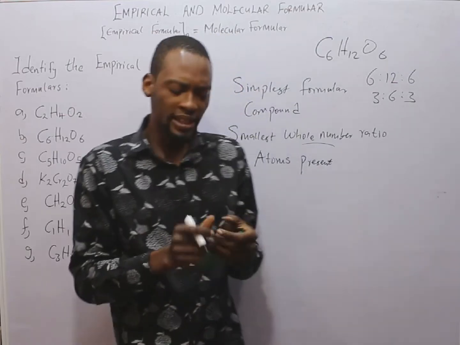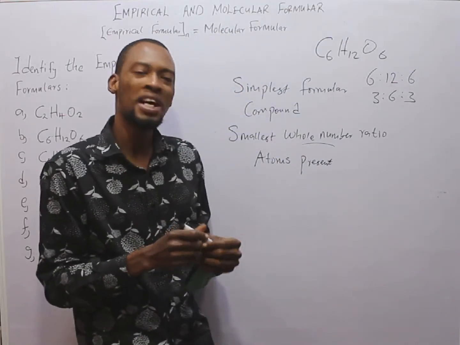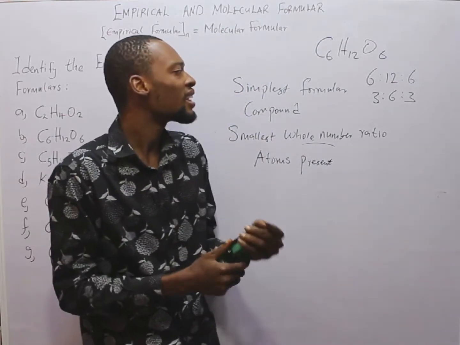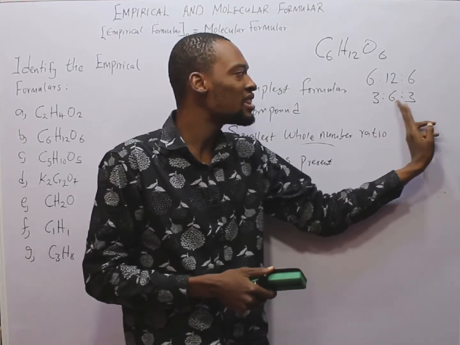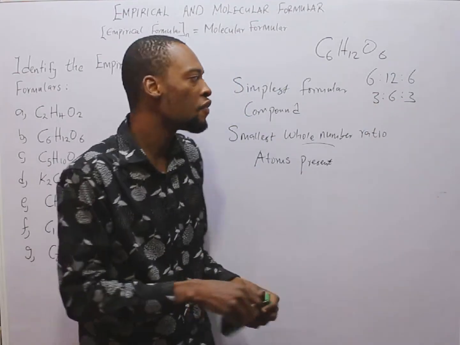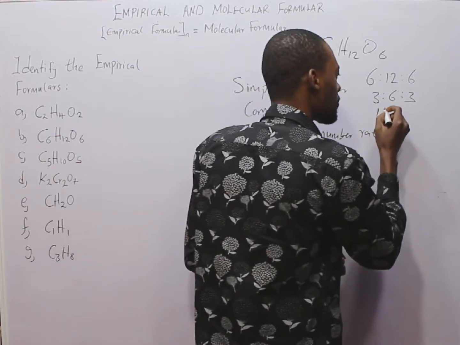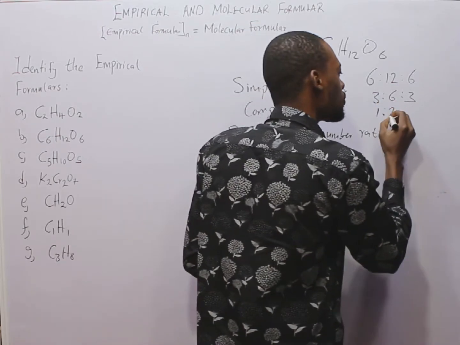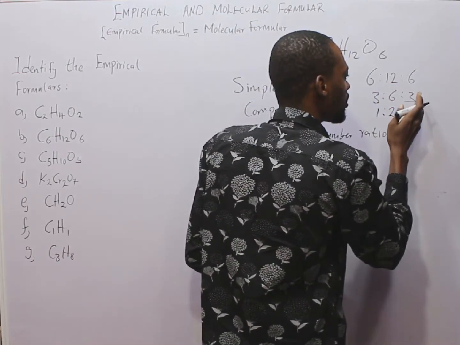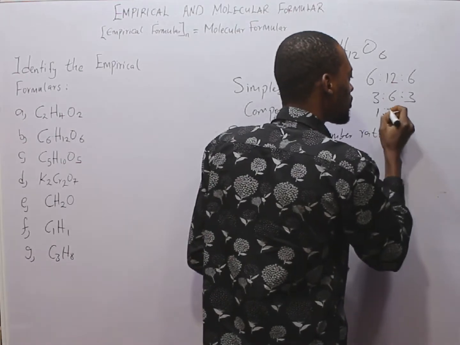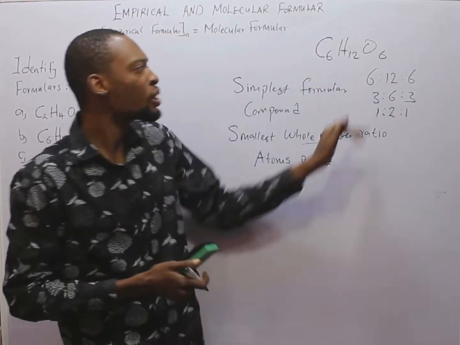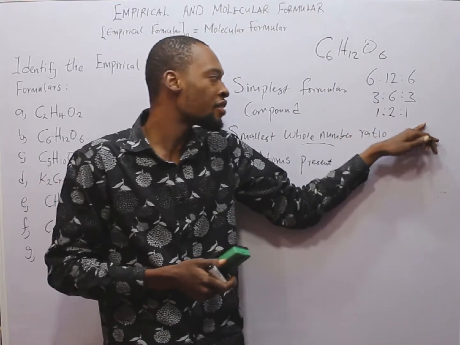3:6:3. Looking at 3:6:3, we can further break them down. 3 can go into 3, it can go into 6, and it can go into 3. Therefore, 3 divided by 3 is 1, 6 divided by 3 is 2, and 3 divided by 3 is 1. In this case, we've broken down carbohydrate into a simpler ratio.